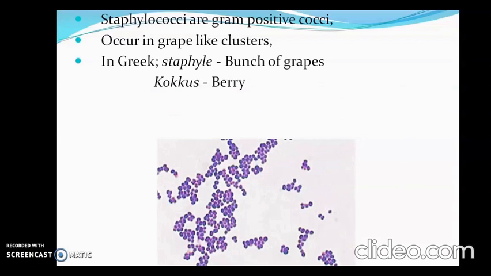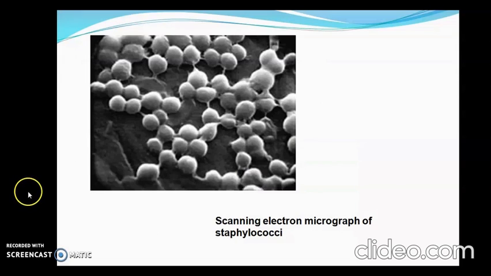Staphylococci are gram-positive cocci that occur in grape-like clusters. In Greek, staphyl means bunch of grapes and coccus means berry. These organisms are very ubiquitous and form the most common cause of localized suppurative lesions in human beings. Suppuration means formation of pus. Here you can see some images of staphylococci.